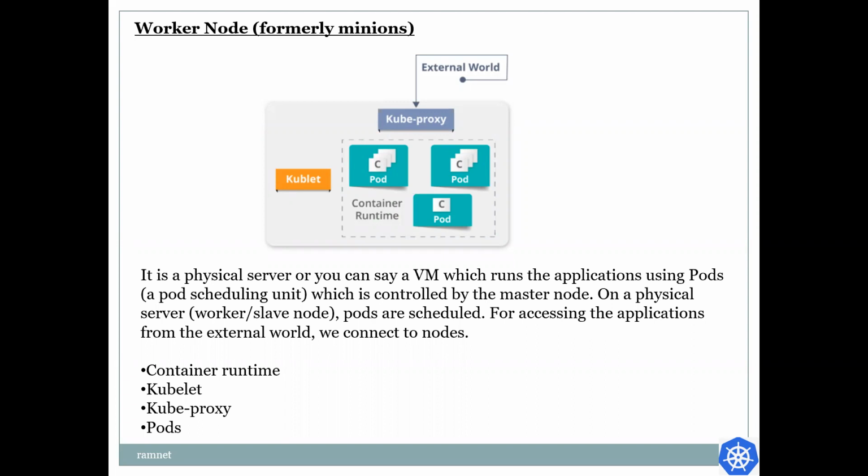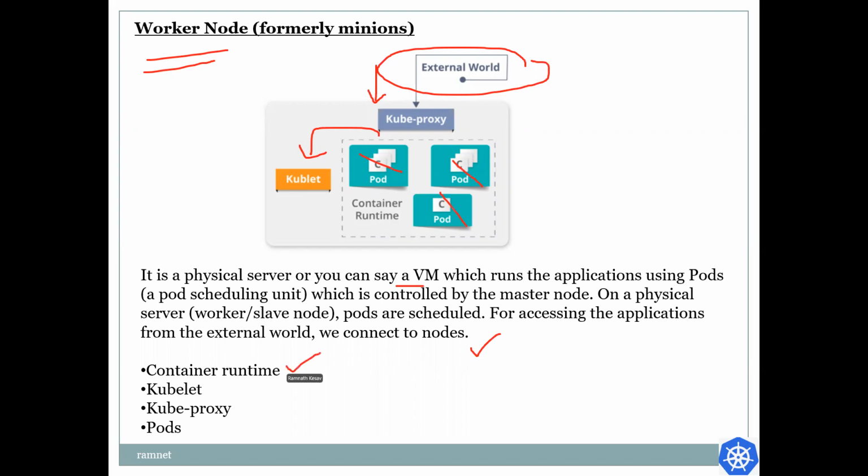You see that there is an external world coming into the kube proxy, then the kubelet, then the pods. It is a physical server, or you can say a VM, which runs the applications using the pods, the pod scheduling unit, which is controlled by the master node. On a worker node, pods are scheduled. For accessing the applications from the external world, we can connect to the nodes.